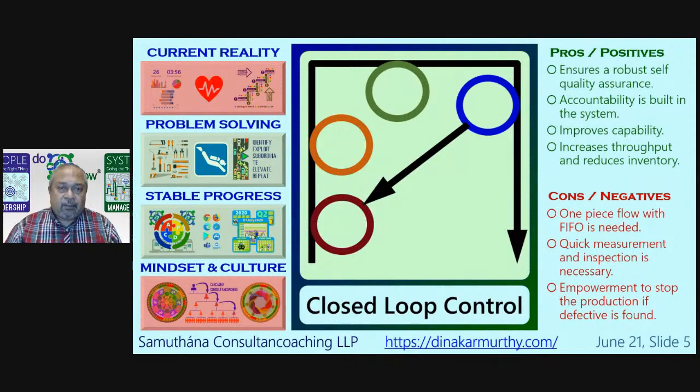With that very brief introduction, let me directly jump into today's topic, which is closed loop control. And today my main focus would be to explain how and where this closed loop control can be implemented.